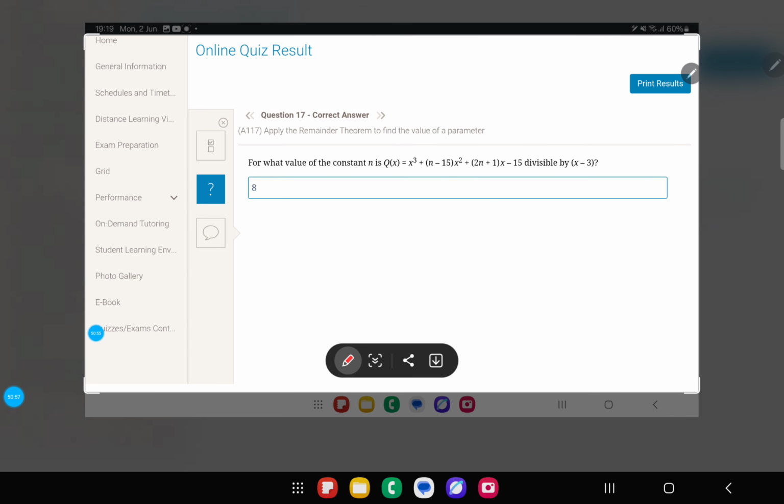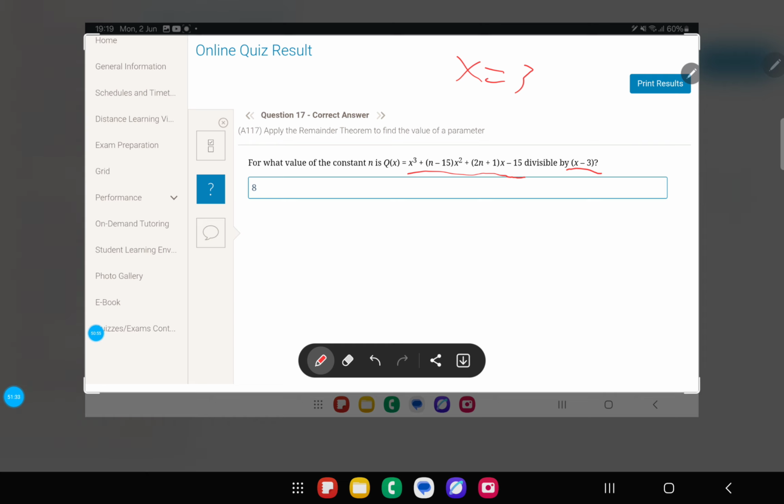What you're going to do here is, it's divisible by x minus 3. For what value of the constant n, let's read the question. For what value of the constant n is q of x equals x cubed plus n minus 15 x squared plus 2n plus 1 x minus 15 divisible by x minus 3? Now, you're going to get the equation over here. Since it's divisible by x minus 3, we can say that the root is 3. We flip negative 3 to the other side, becomes 3. Since it's divisible, the root is 3.